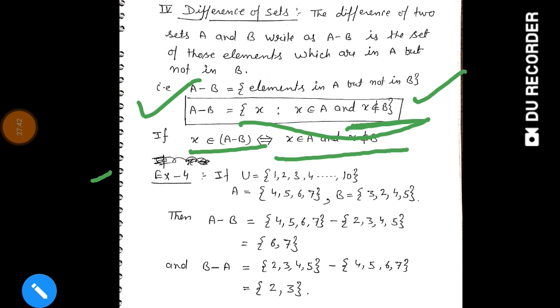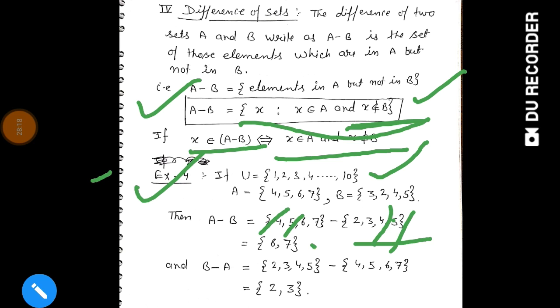Let us take an example. Example number 4. U is equal to this, A is equal to this, and B is equal to this. Then A minus B, that is the value of A, and this is the value of B. So for A minus B, we have to remove the elements of B from A. 4 and 5 are common, so remove 4 and 5. So in set A we have 6 7, so the value of A minus B is equal to 6 7.